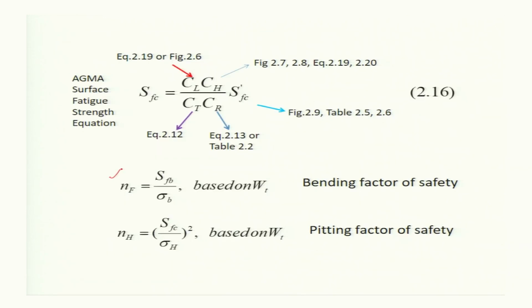Thereafter, the factor of safety guarding against bending fatigue will be the fully corrected bending fatigue strength divided by bending stress. And for the case of pitting resistance, the factor of safety will be the fully corrected surface fatigue strength divided by the Hertzian or contact stress, which is raised to the power of two, and this square is taken to make the linear relationship between the transmitted load and this one.